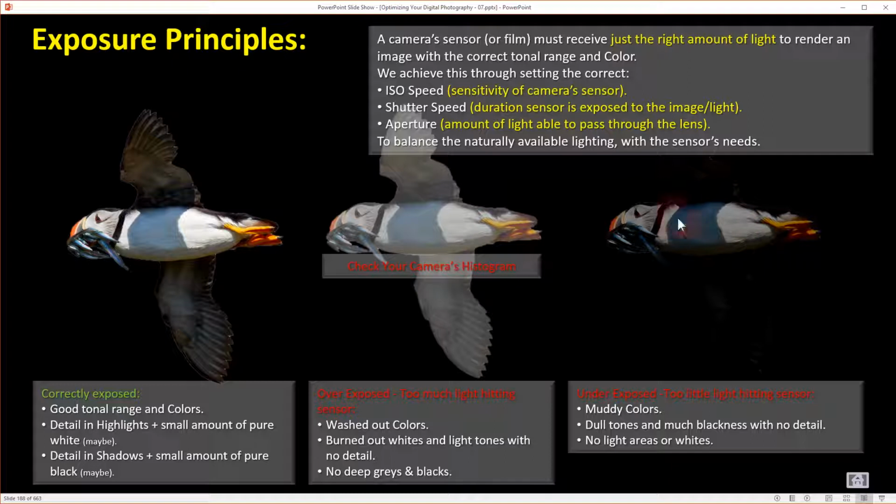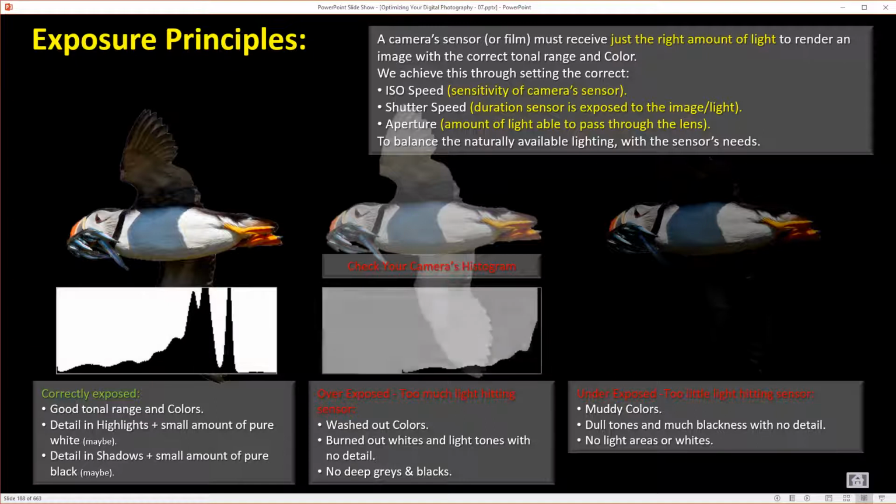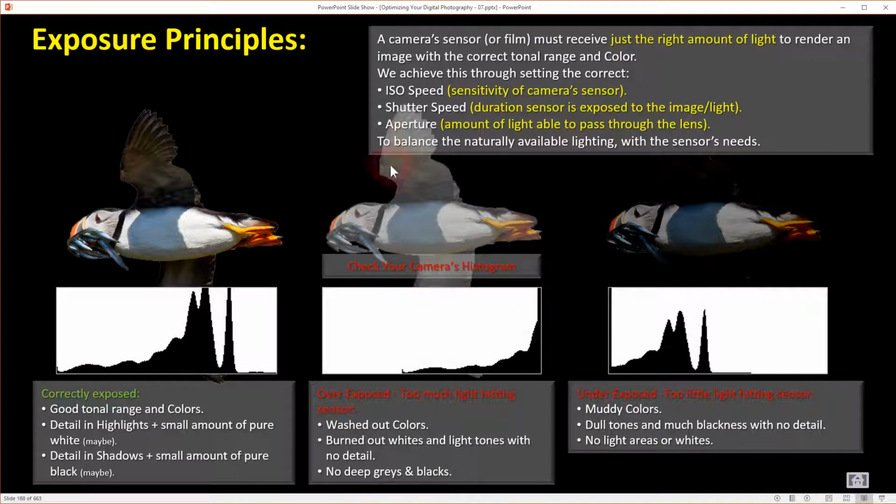So a good way of checking whether you've got the right exposure, okay, you can see it maybe on the back of your camera if you're into this chimping mode, as they call it. But the best way of doing it is to check the histogram on the camera. And so for the correctly exposed image, we can see we've got a nice histogram with very little clipping on the left, no clipping on the right, and a nice distribution of tones in the histogram, which indicates that we've got a nice correctly exposed image.